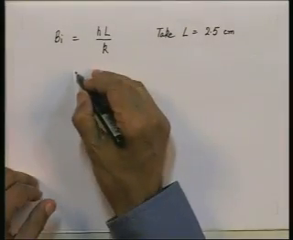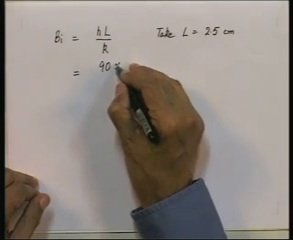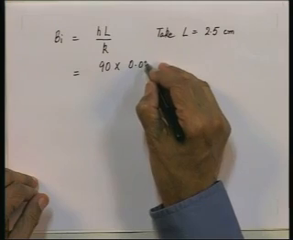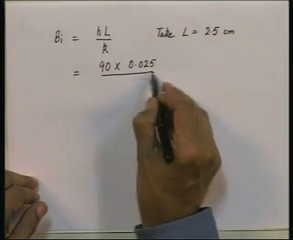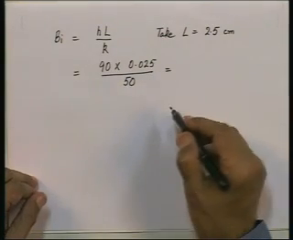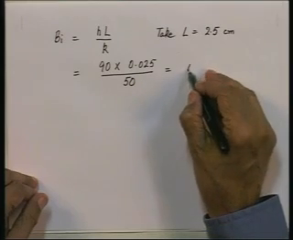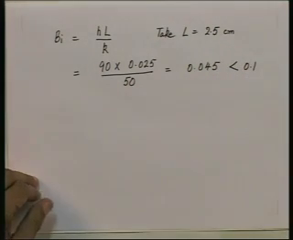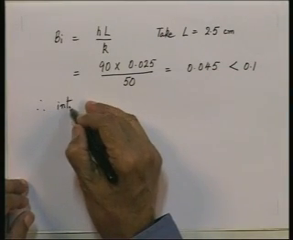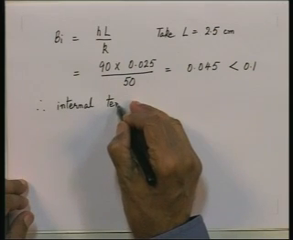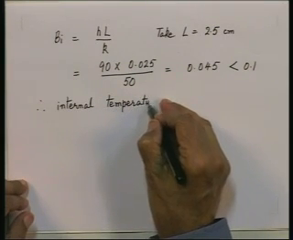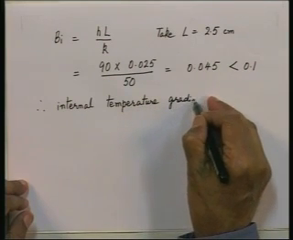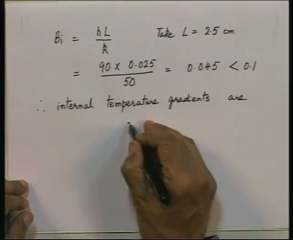Put that in. So, what will we get? We will get Bi is equal to h, which is 90, multiplied by the characteristic dimension 0.025, divided by the conductivity 50, and that comes out to be 0.045, which is much less than 0.1. Therefore, this is a case where we can neglect internal temperature gradients. Because of this value of Biot number, internal temperature gradients are negligible.